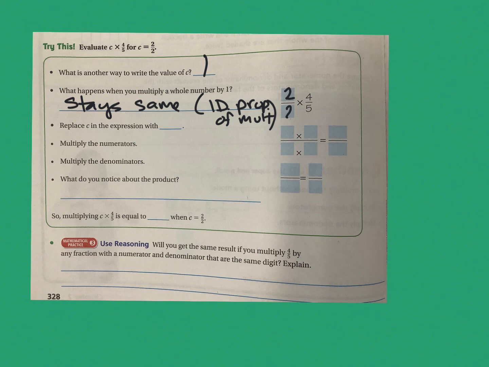If we had done it and not seen that that was the same as 1, what would happen? Well, here we've got 2 over 2, like they said, times 4/5. So we replace C in the expression with 2 over 2 to see what happens.